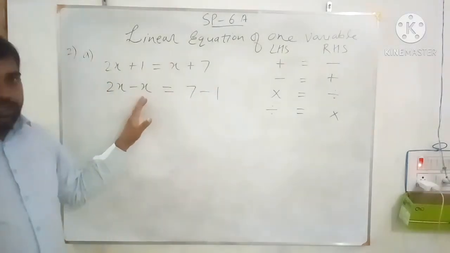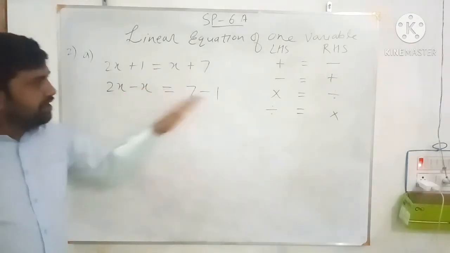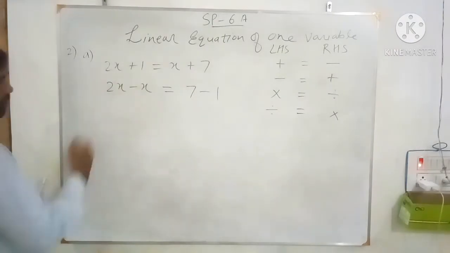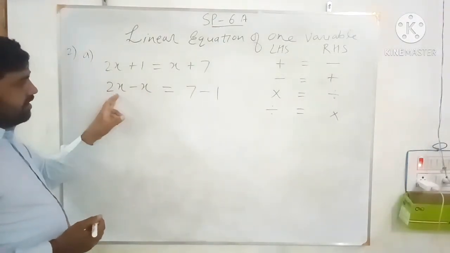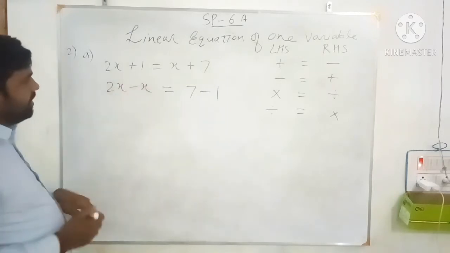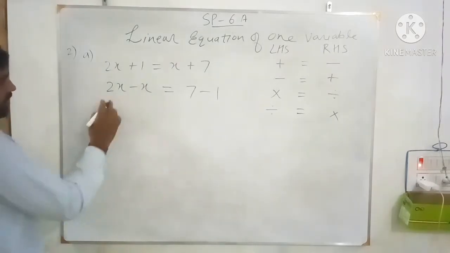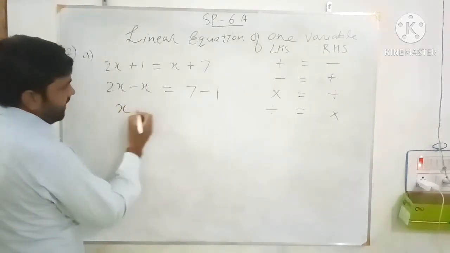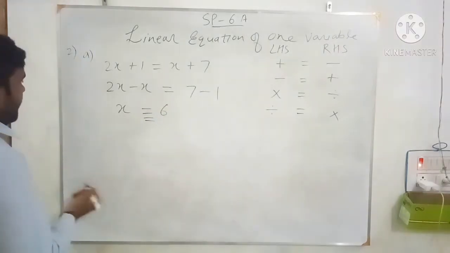So bring the terms containing the variables to the left hand side and all constants to the right hand side. Now after that you do the subtraction of like terms. Both are terms containing the same variable x and the same power, same degree. So these are like terms. Now we can do the subtraction. 2x minus x gives you x, and 7 minus 1 gives you 6, that is the answer. Now we do the next question, D.